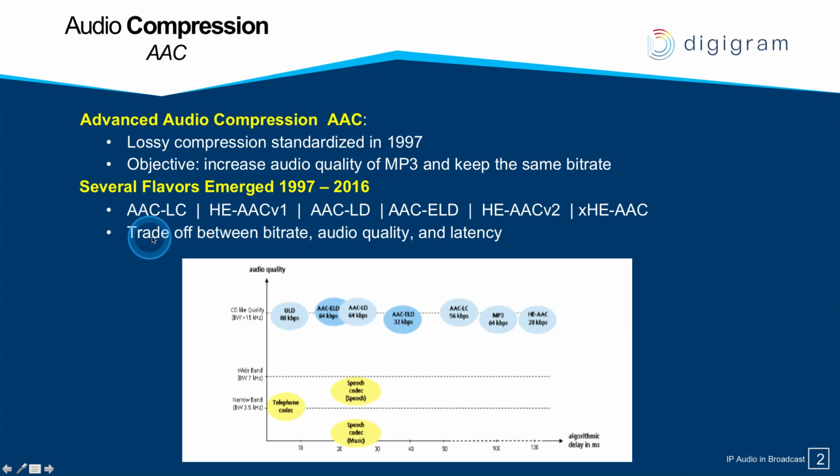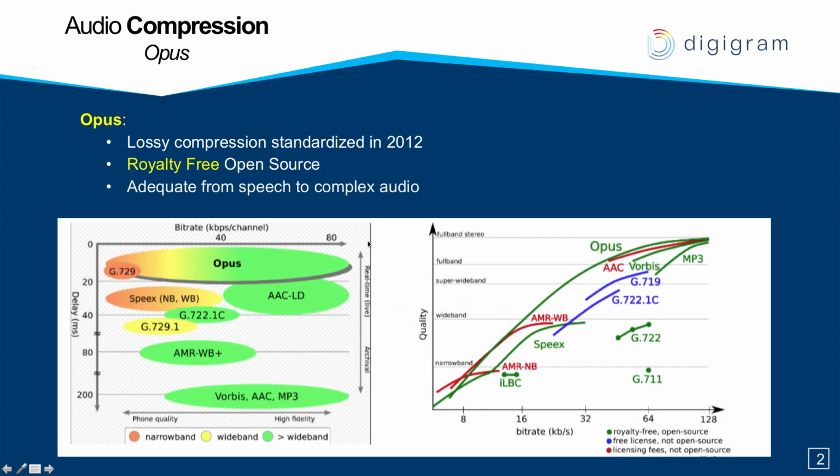And each one of these has a trade-off between bitrate, audio quality, and latency. So depending on where you are on the scale of bitrate and quality, this is where these various compression algorithms fall. Opus is another one that was introduced in 2012. Unlike AAC, MP2, and MP3, which have royalties that are paid in order to adopt those algorithms, Opus was developed as a royalty-free open source compression.